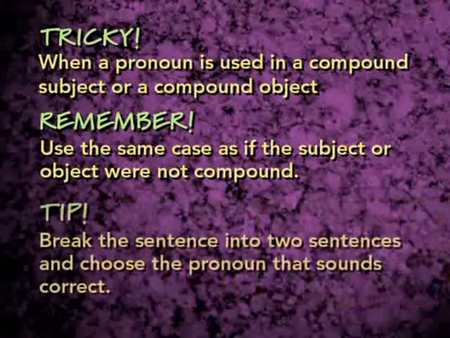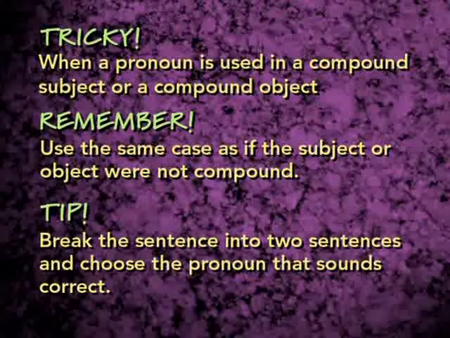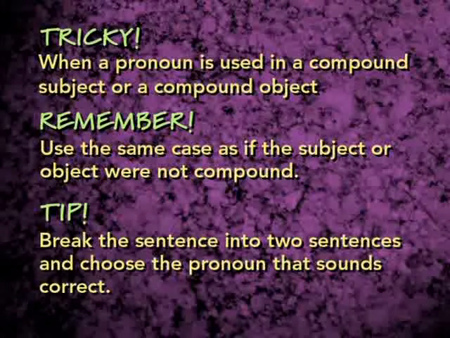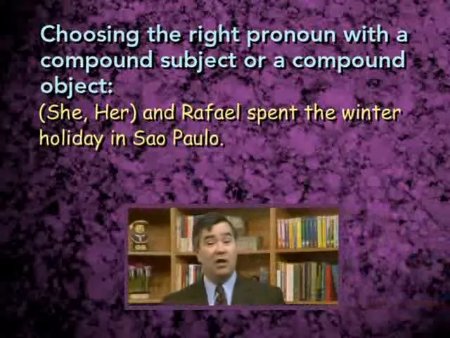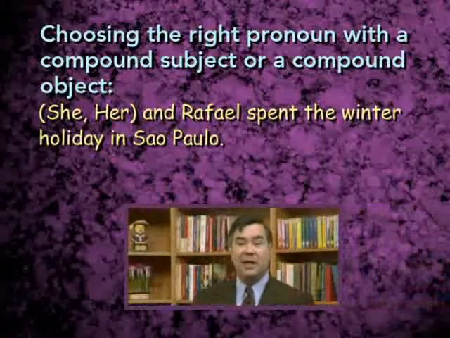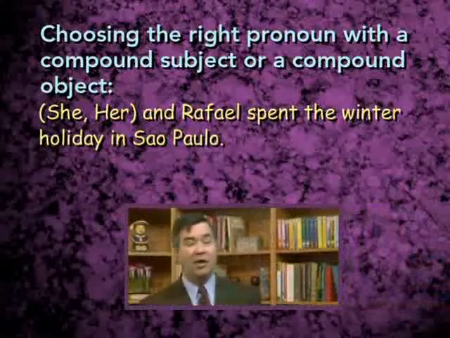So here's a tip. When you've got a compound subject or a compound object and you're not sure what pronoun to use, break the sentence into two sentences with two separate subjects or objects. And that will tell you whether the pronoun should be in the subjective case or the objective case. Or at least it will make it much easier to tell. Here's an example. "She or her and Raphael spent the winter holiday in Sao Paulo."